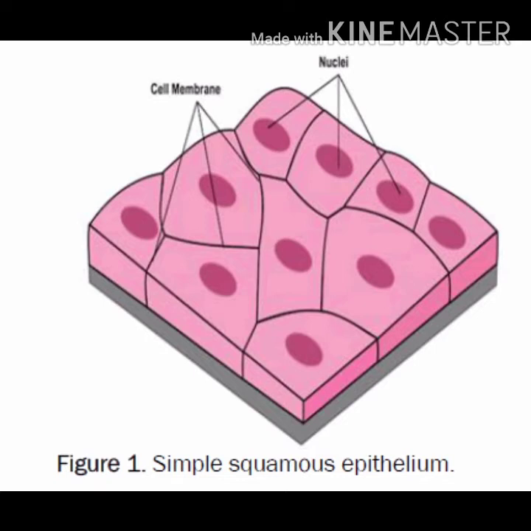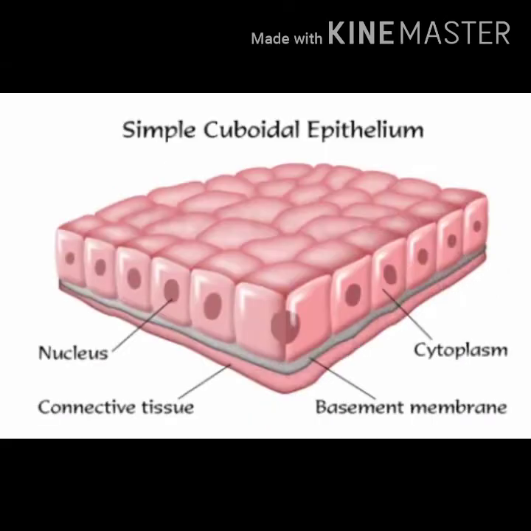Then the second type of epithelium is the cuboidal epithelium. The cells are the same as those of the squamous epithelium, but only a single layer of cells. In squamous epithelium, a number of layers are there, but here only a single layer of cells is there. So cuboidal epithelium has cube-like cells with a central spherical nucleus. What type of nucleus? A central spherical nucleus.